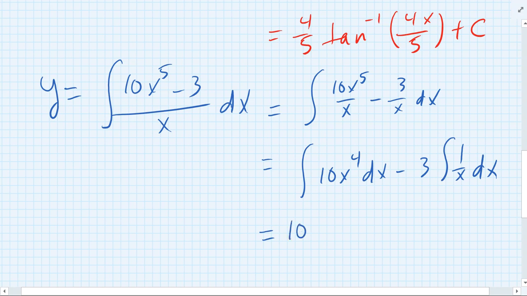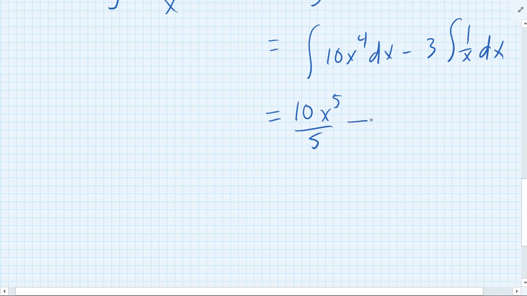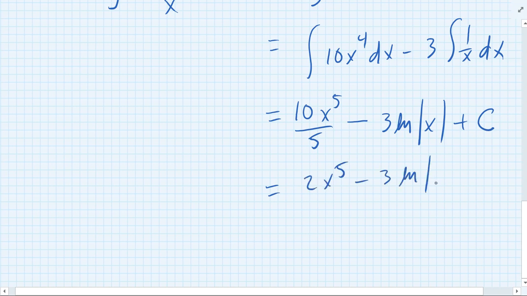So 10's the coefficient. We just leave that there. What's the new power? Over 5 minus 3 natural log absolute value of x. This is because it has to have a positive argument. Plus c. Simplify it, you just get 2x to the 5th minus 3 natural log absolute value of x plus c.